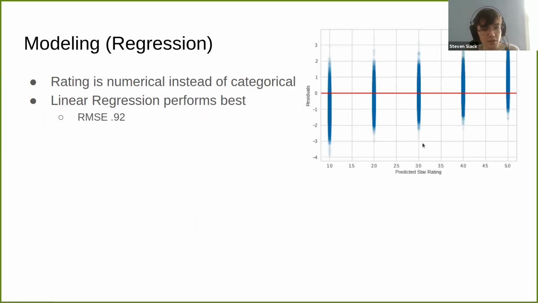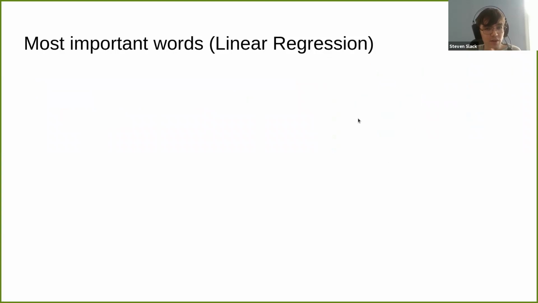All right, so switching over to regression, this is where I considered the rating to be numerical instead of categorical. So the model would predict on a line of values instead of just into the 5 categories. And after doing some modeling, I found that the linear regression performed the best out of all of them with an RMSE of about 1. So the model was predicting 1 off on average, which isn't too good, but I was able to get some important words from this, just like the logistic regression, where I pulled out the coefficients from it.